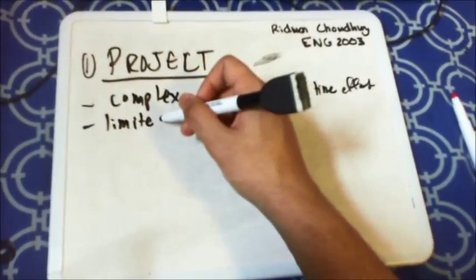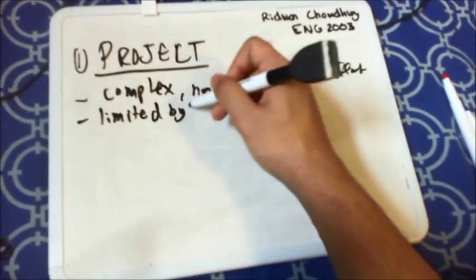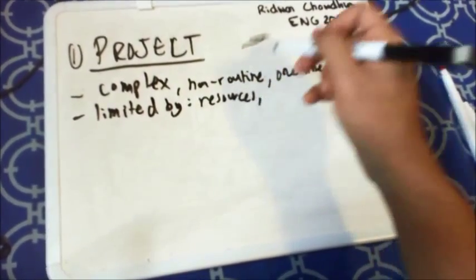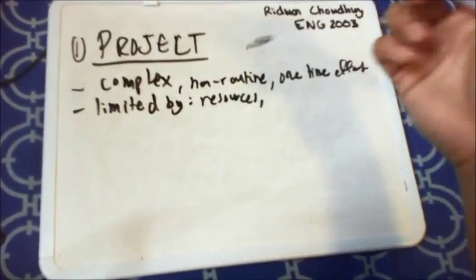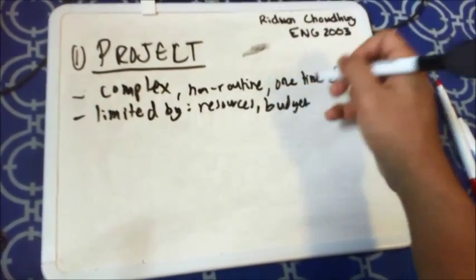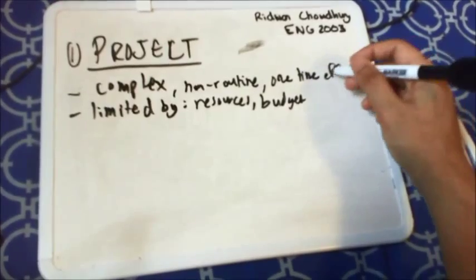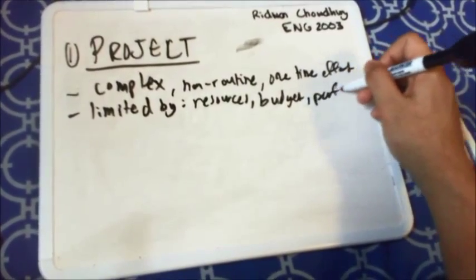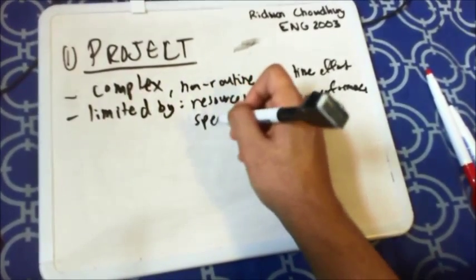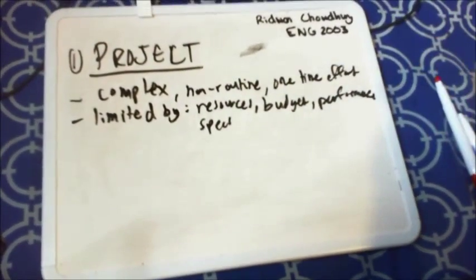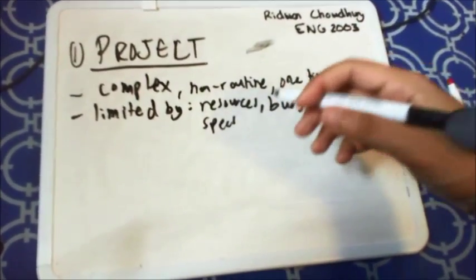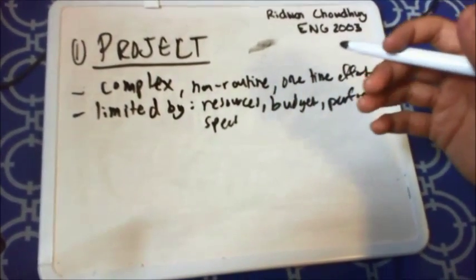So what factors is a project limited by? Well, there's resources, how much money you have, how many material goods you have, how much capital you start off with. So budget also is a big factor. It's a type of resource, and also the performance specs. So what does the client want from you? For example, it could be dimensions, it could be specific tasks, specific functions. So what does the project ask of you?